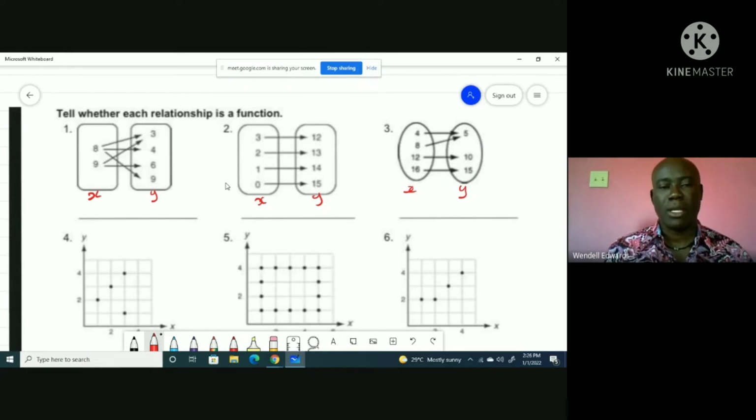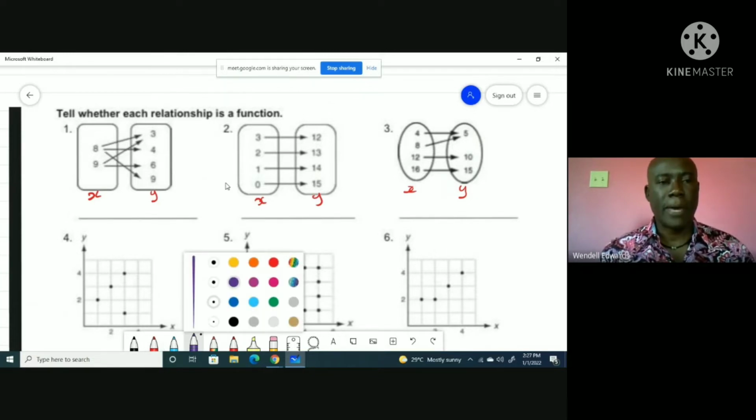That's all. In other words, each of my x values, I'm going to look at them and assess them. They should be pointing only towards one value in the y system. And as long as we are seeing that, then we're dealing with a function.